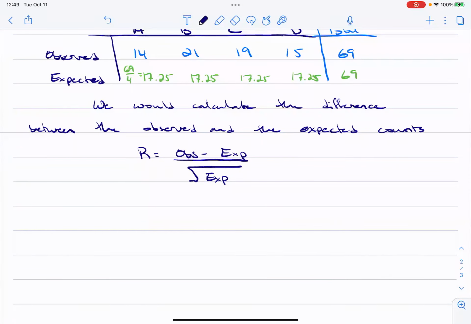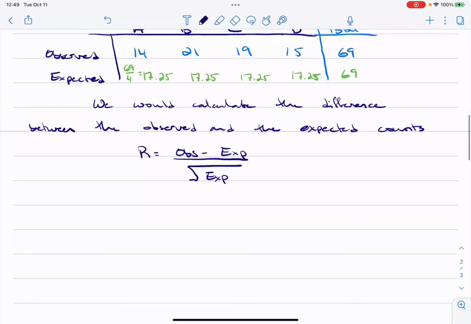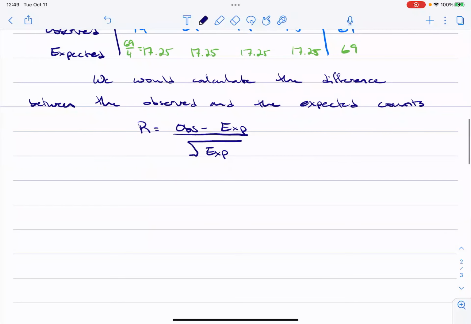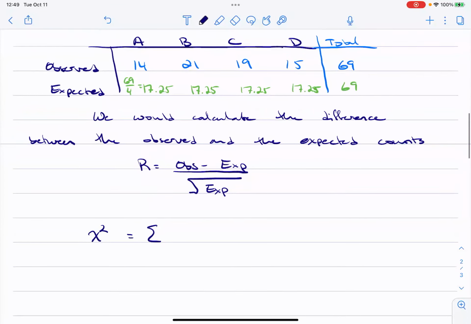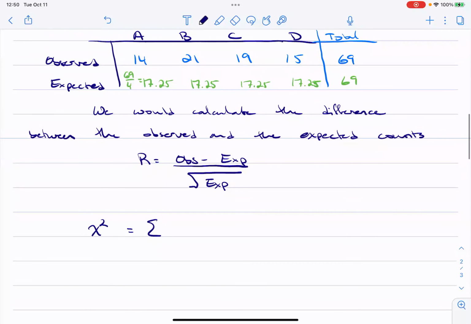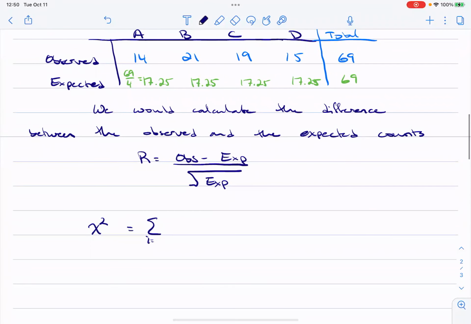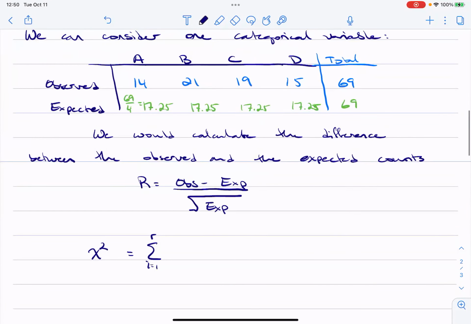Make a mess here. There. So then chi-squared is going to be the sum, if this is i equals 1 to R, right?